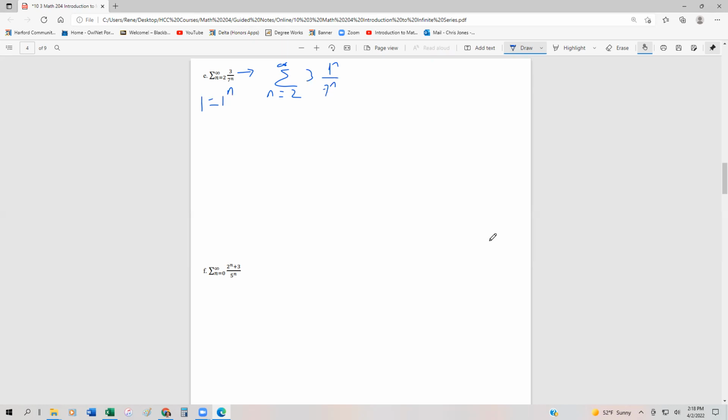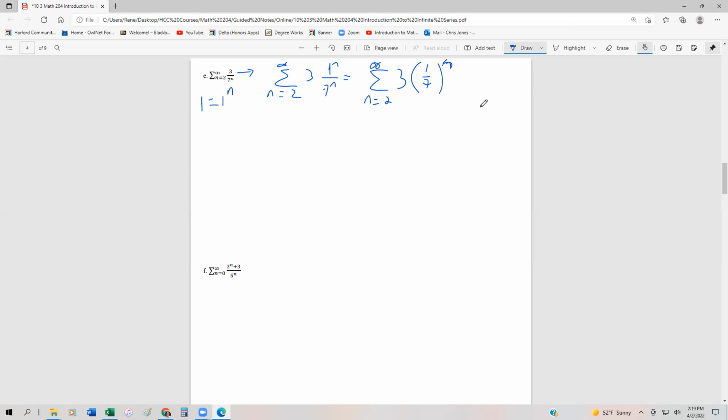This only works with 1, okay? You can't just pick any number. And now this is the same as the series n equals 2 to infinity, 3 times the quantity 1/7 to the nth power. So sometimes you have to do a little bit of algebraic preparation to be able to make it fit the geometric form.